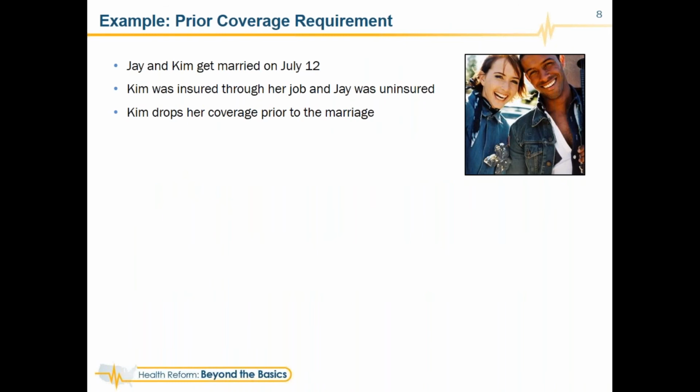Let's look at Jay and Kim. They got married on July 12th. Kim was insured through her job until she decided to drop her employer plan because it was just too expensive. Because she voluntarily dropped her coverage, she was not eligible for an SEP due to a loss of other coverage. However, because she and Jay recently got married, they may be eligible for an SEP. Both Jay and Kim were uninsured at the time of the marriage, but do they fulfill the prior coverage requirement for this SEP triggered by marriage?